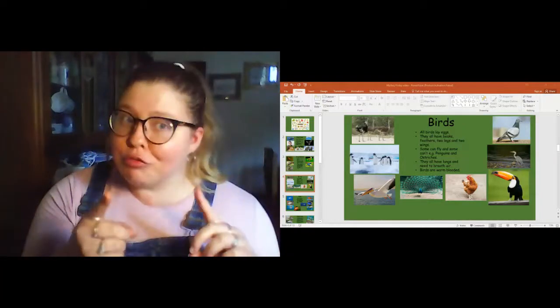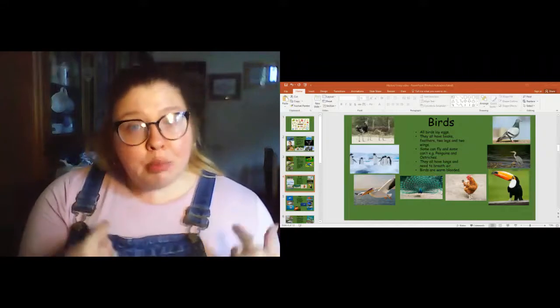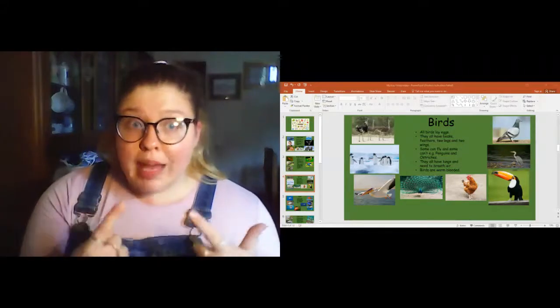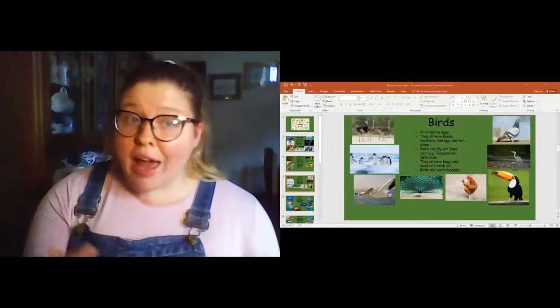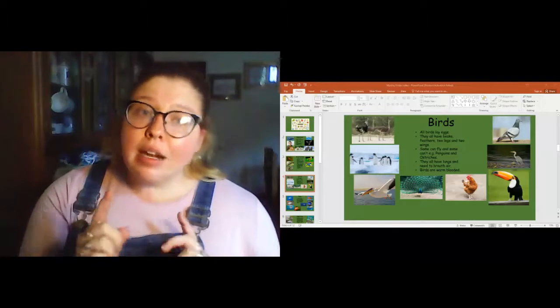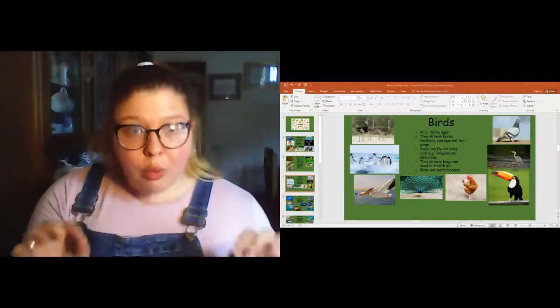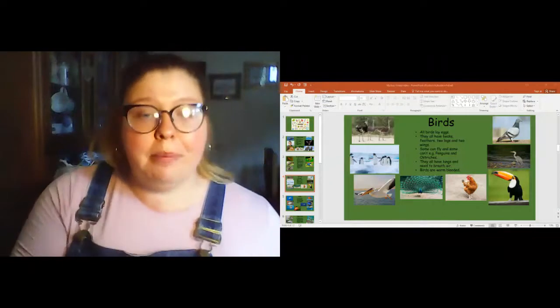That's really important. They all have lungs and breathe air. So they all need to breathe air. Even though penguins swim in the water, they still need to come up for air. They can't stay down there forever. Okay? And birds, like mammals, are also warm-blooded, which means they maintain the same internal body temperature.